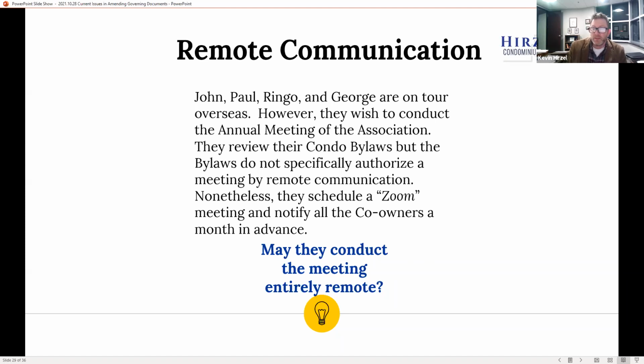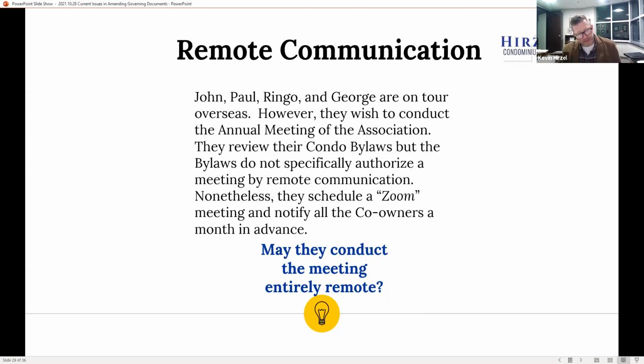Even if you put your vote in chat, or clicked on a link and participated in a vote in that meeting, as long as that vote took place in the context of that meeting by remote communication, that should be considered an in-person vote.